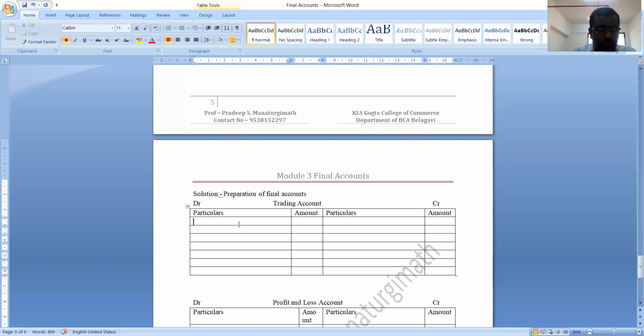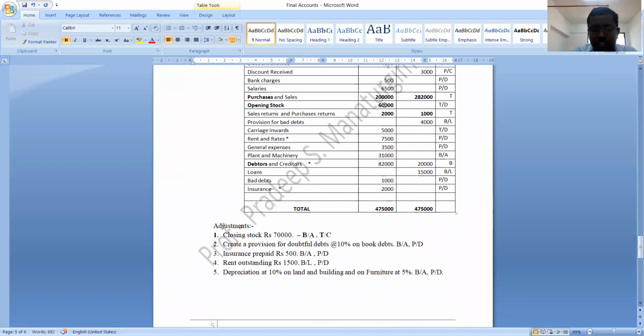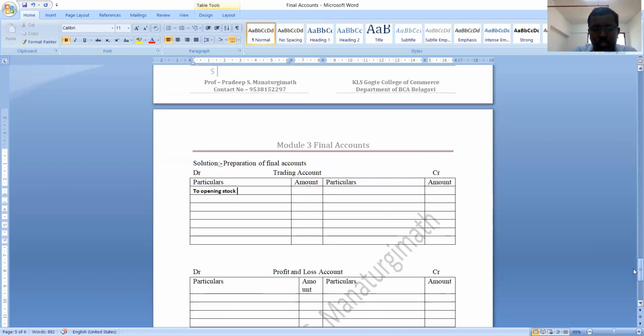And actually this particular account begins with what? This particular account begins with opening stock. So first you people should write what? Opening stock. To opening stock. Let's see what is the value of opening stock. Yeah, here is the amount of opening stock. How much is the opening stock? It is rupees 60,000. Okay.